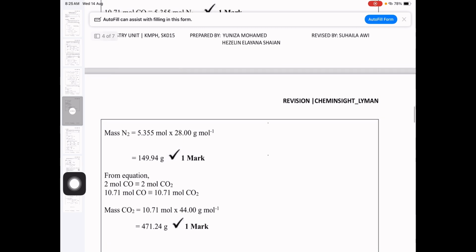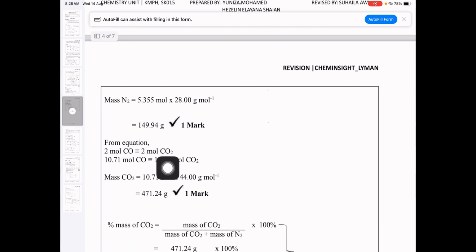Okay, next we calculate the number of mole for carbon dioxide. From the equation, 2 mole carbon monoxide reacts with 2 mole of carbon dioxide. So 10.71 mole carbon monoxide is equal to 10.71 mole carbon dioxide. So the mass of carbon dioxide is equal to number of mole times molar mass of carbon dioxide, so equal to 471.24 grams. So another 1 mark for mass of carbon dioxide.